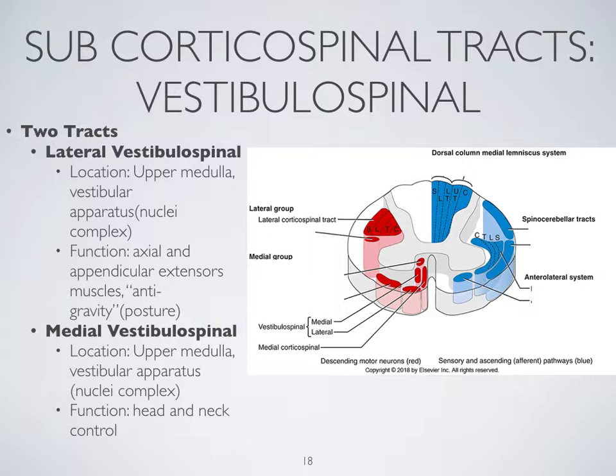And the function of the lateral vestibulospinal is going to be our axial and appendicular extensor muscles, what's called anti-gravity. So essentially our posture against gravity. Okay. Our medial vestibulospinal is going to be our head and neck control. So usually this medial vestibulospinal tract is going to terminate within our cervical spinal segments because of the head and neck control. Our lateral vestibulospinal is going to go to our thoracic, lumbar, and sacral areas.